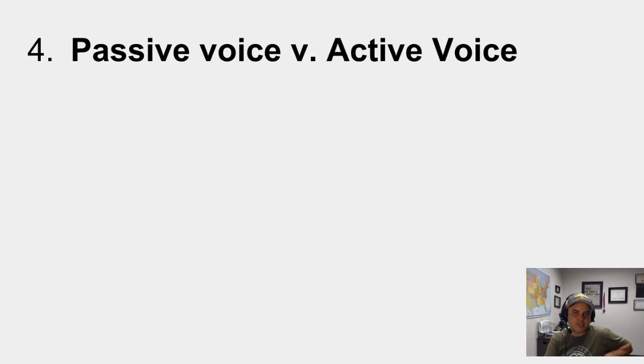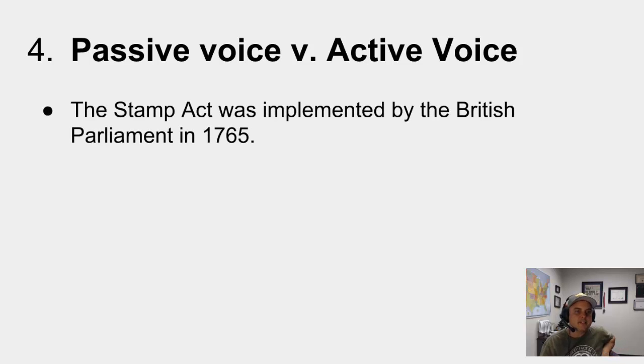So let's look at a passive voice sentence here. The Stamp Act was implemented by the British Parliament in 1765. You'll see in a second here how the sentence is very clumsy. First of all, the subject that is going to be doing the doing in the sentence is at the end of the sentence. And so immediately the reader's got to figure out who's doing this. Something's being, the Stamp Act is being implemented, so who did it?